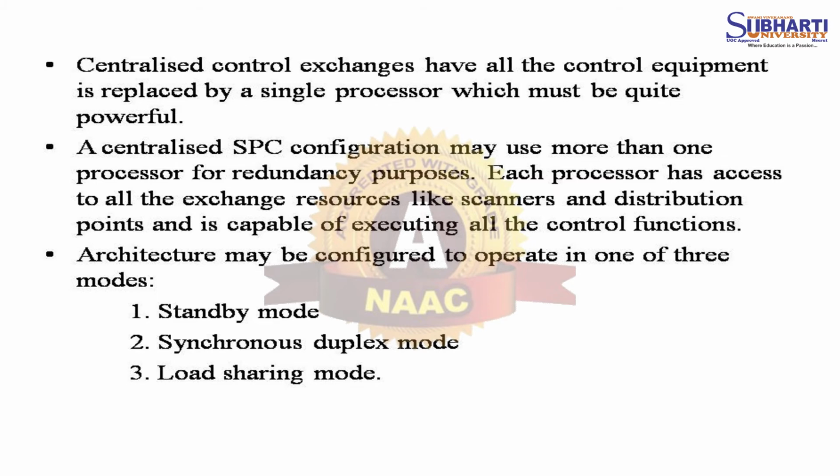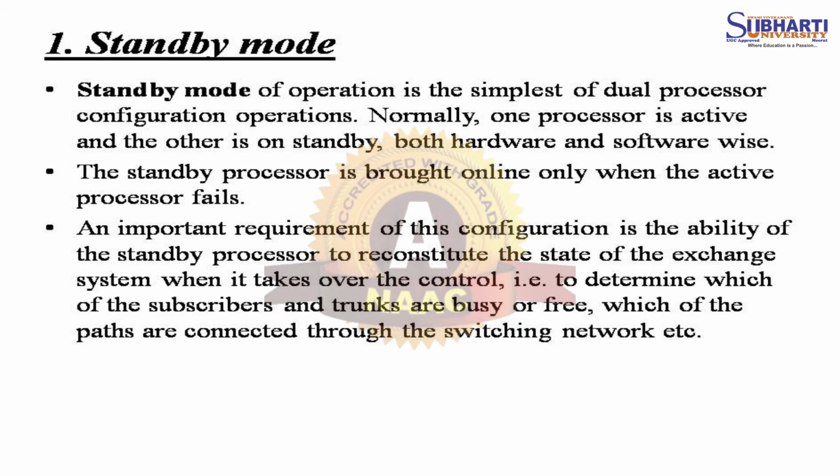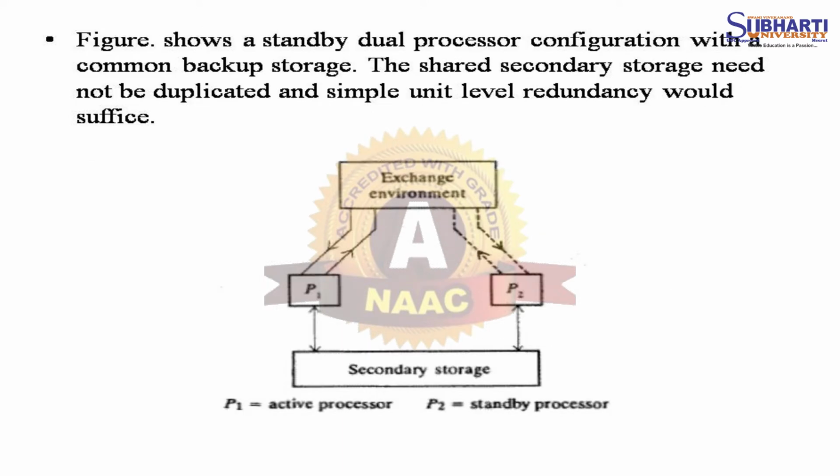Standby mode. Standby mode of operation is the simplest of the dual processor configuration operations. Normally one processor is active and the other is on standby, both hardware and software wise. The standby processor is brought online only when the active processor fails. An important requirement for this configuration is the ability of the standby processor to reconstitute the state of the exchange system when it takes over the control. The figure shows a standby dual processor configuration with a common backup storage. The shared secondary storage needs to be duplicated and simple unit level redundancy could suffice.